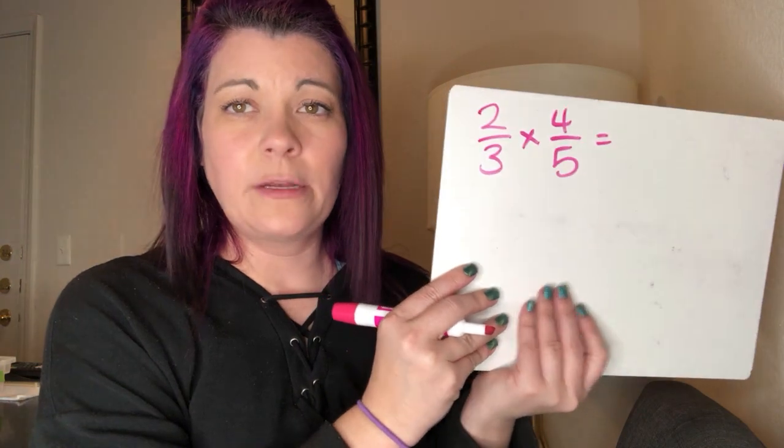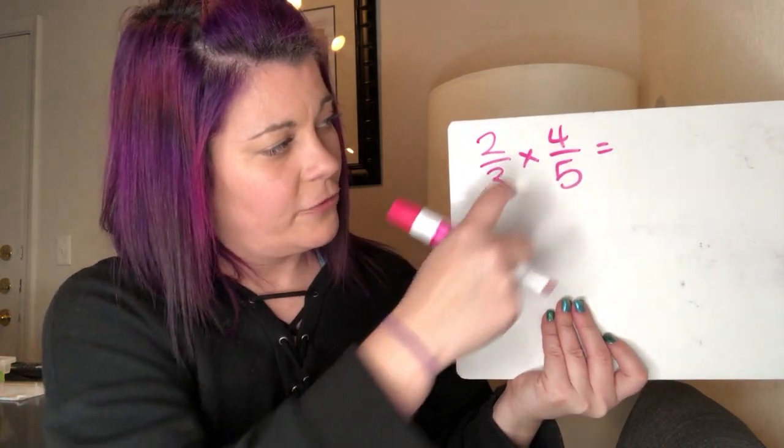Okay, so now we're going to learn about multiplying and dividing fractions. Multiplying fractions is actually easier than addition and subtraction of fractions, because when multiplying fractions, you just multiply straight across: numerator to numerator, denominator to denominator. So in this case, 2/3 times 4/5. You just multiply numerator to numerator, denominator to denominator.